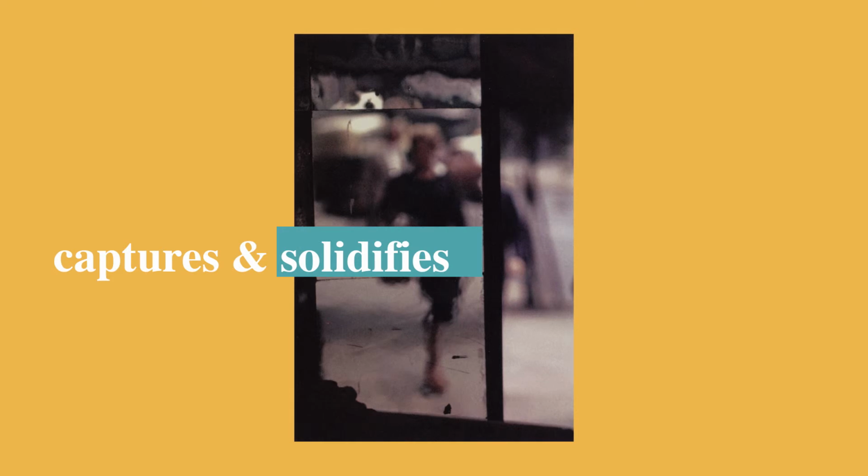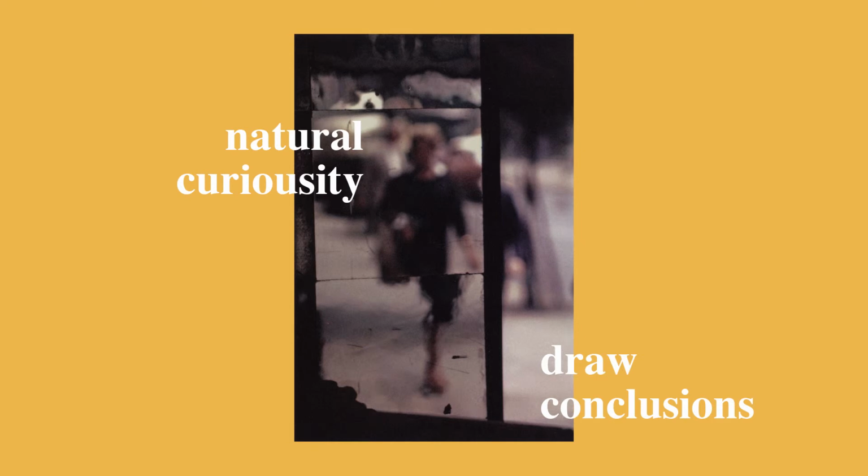I think what also makes Saul Leiter's photos so intimate is that he captures and solidifies passing thoughts that lots of people have at some point, but also very often dismiss. The mind has a habit of trying to draw conclusions. There's always this natural curiosity within everyone, and the ambiguity of Leiter's photos takes advantage of that.